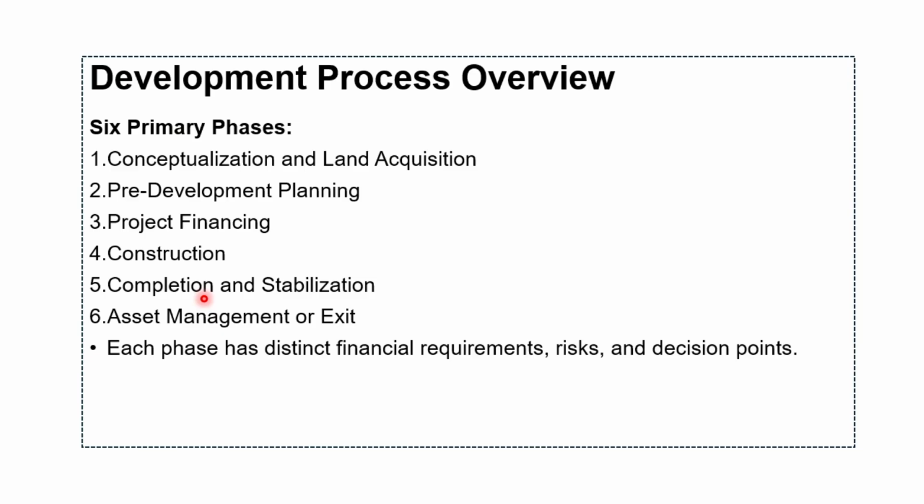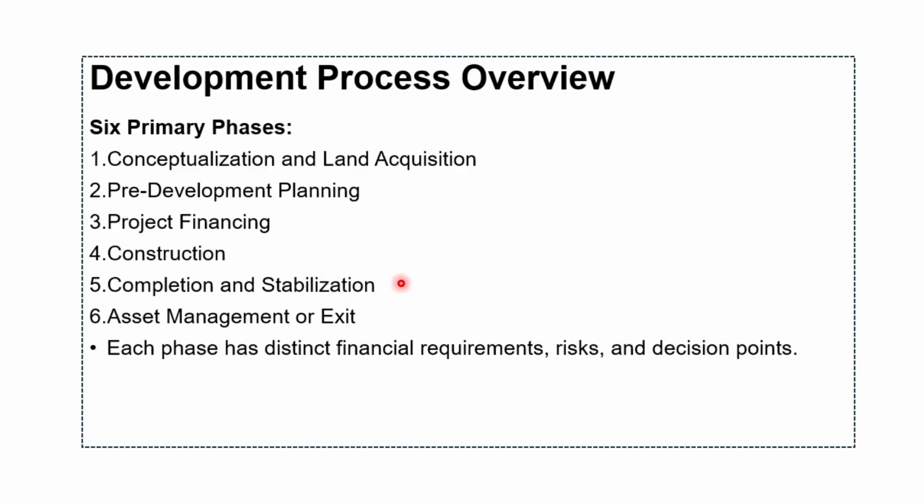So this phase determines the actual return versus the projection. And then we have asset management or exit, which involves strategic decisions about long-term ownership versus sale, and exit timing and strategy significantly affect the total returns. So each phase has its distinct financial requirements, risk profile, and decision points. A developer must therefore successfully navigate all 6 phases to achieve target returns. Failure in any single phase can compromise entire project viability.